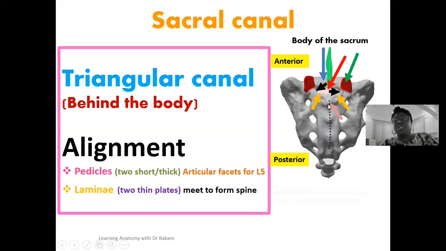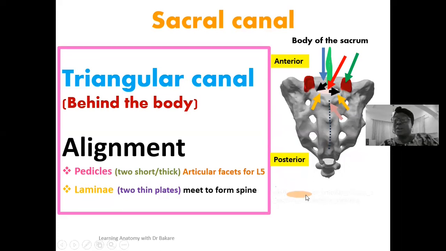So this union of the two laminae will occur from S1 down to S4. When it gets to the region of S5, you see that there is a non-union of these laminae. And this is what leads to the structural opening or defect that is referred to as a sacral hiatus. We'll also be dwelling more on this with this slide. Let's try and use this configuration down here to illustrate more of this formation.